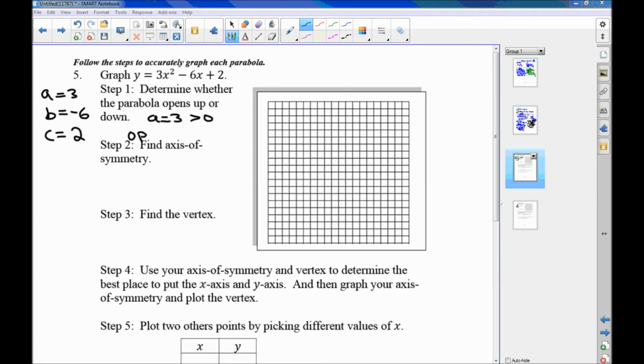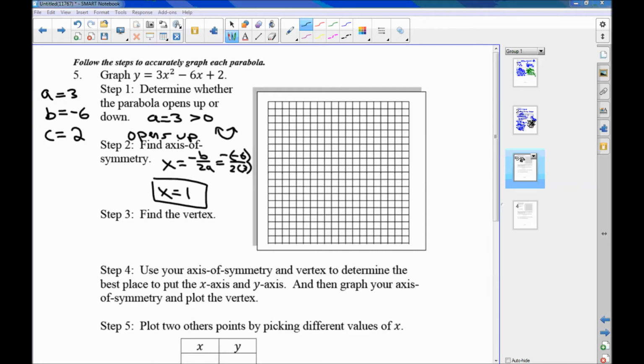So this opens up. That means it makes a smiley face parabola. Okay. Find the axis of symmetry. Our formula for axis of symmetry is x equals negative b over 2a. And in this case, we have the negative of negative 6 over 2 times 3. That gives us 6 over 6, which is 1. So our axis of symmetry is x equal to 1.